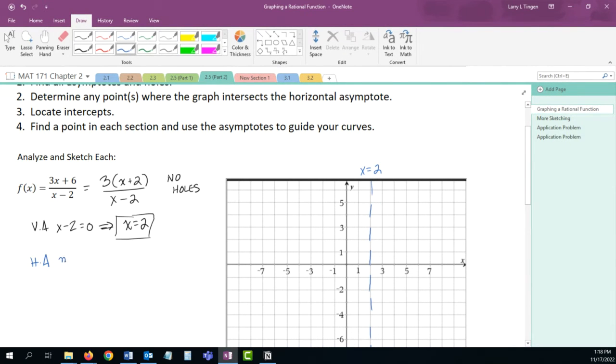Well, the numerator is degree 1. The denominator is degree 1. When the numerator and the denominator have the same power, the horizontal asymptote is the ratio of the leading coefficients. Leading coefficient for the numerator is 3. Leading coefficient for the denominator is 1. So I'm looking at y equals 3. So there is the horizontal asymptote.